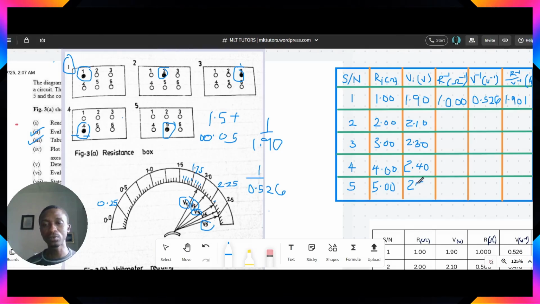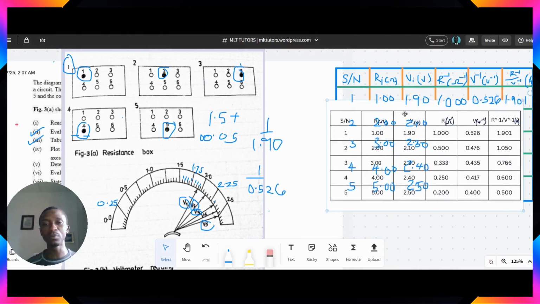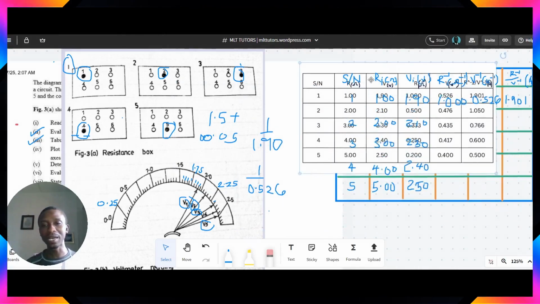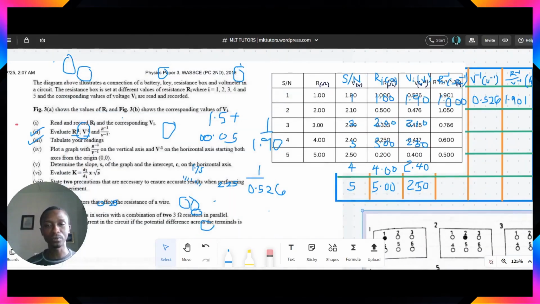So that's how you go about the table, and that should fetch you about 8 marks. Make sure in your table you have the correct title according to the instruction in the question, correct units, then maintain a standard number system. Here, for the values of R and V, I maintain 2 decimal places. Then for the inverse, I maintain 3 decimal places. So if you do that very well, we already have the table. I've already done that. The complete table for the question is here.